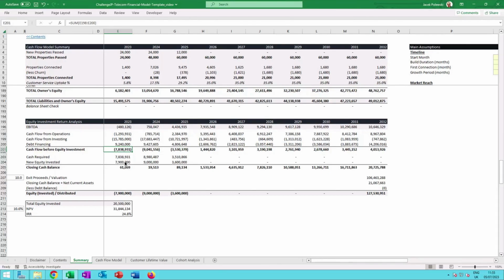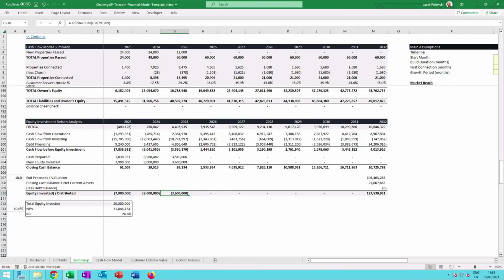This then tells you, okay, well, if my cash flow before equity is 7.8 million, let's say I need 7.9 million, just rounding up, of new equity. So that's the amount of money that you will get from your external investment, which is repeated in here. So those are your investments.